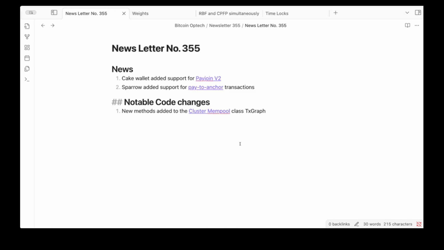Okay, cool. So the next item that we'll be having a look at is cluster mempools, and they have introduced some code changes in Bitcoin Core to facilitate effective cluster mempool operations. We'll have a look at what cluster mempools are, and then what new functions have been added to Bitcoin Core.